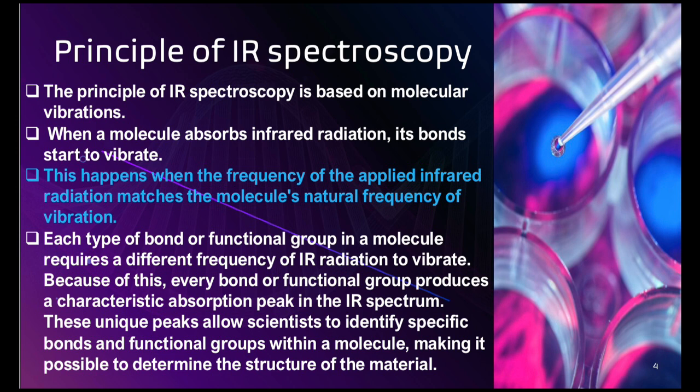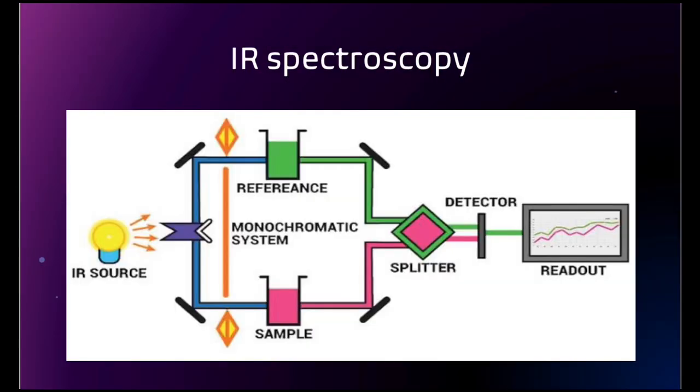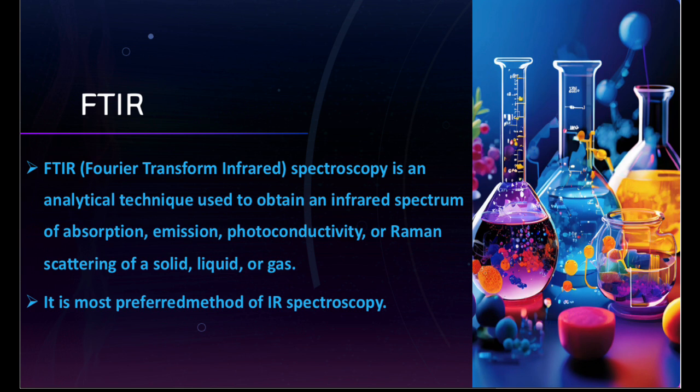Each type of bond or functional group in a molecule requires a different frequency of IR radiation to vibrate. Because of this, every bond or functional group produces a characteristic absorption peak in the IR spectrum. These unique peaks allow us to identify specific bonds and functional groups within a molecule, making it possible to determine the structure of the material.